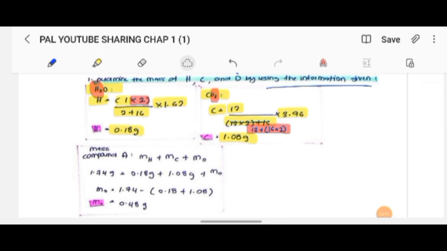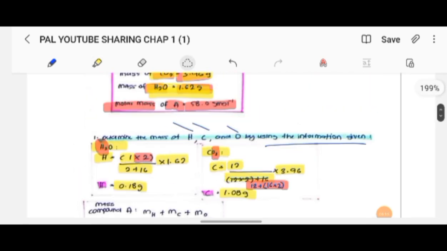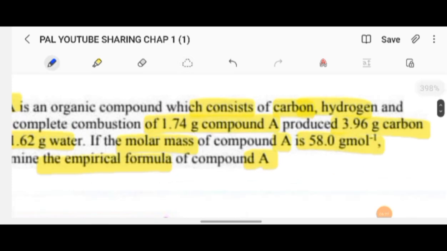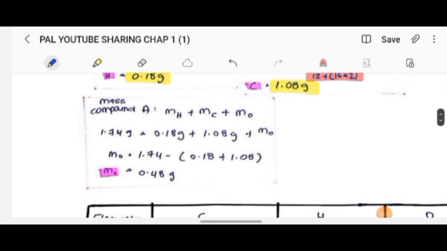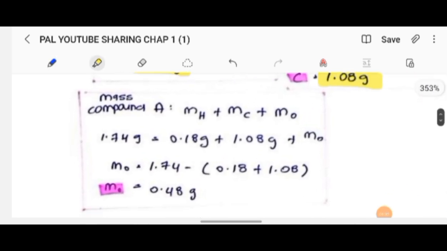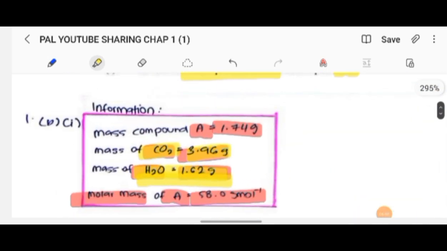So we have to find the mass of oxygen, because in the question it stated that compound A consists of carbon, hydrogen and also oxygen. So another one is oxygen. But we do not know the mass of oxygen. So we will do it the mathematical way, which is mass of compound A equals mass of hydrogen plus mass of carbon plus mass of oxygen. So the mass of compound A that stated before is 1.74 gram.